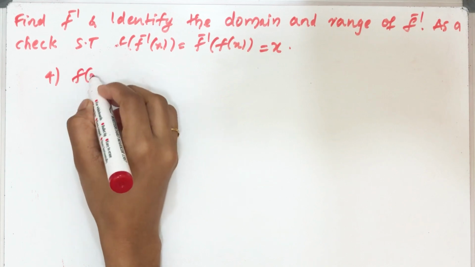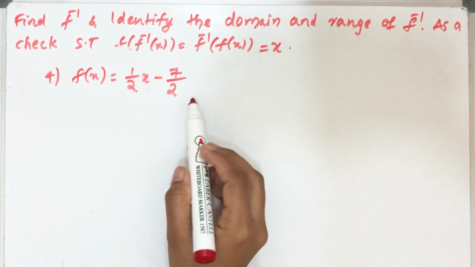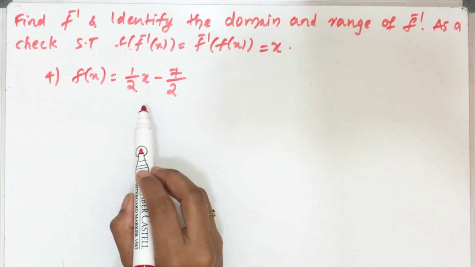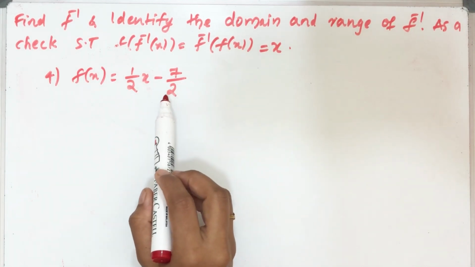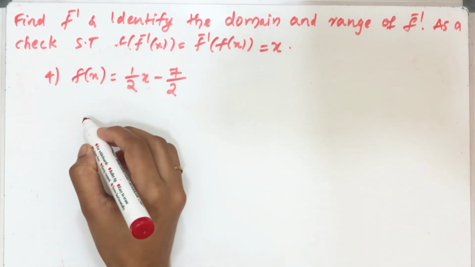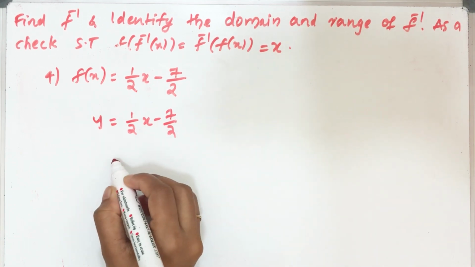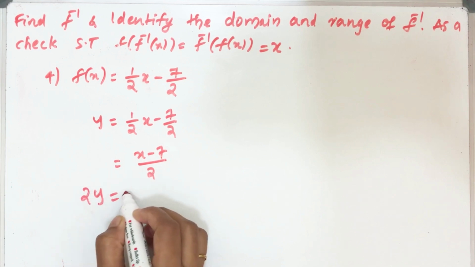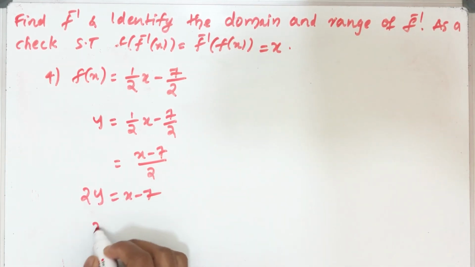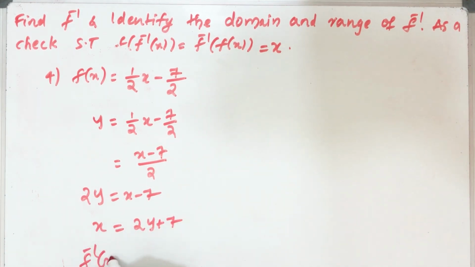Next question, f of x is equal to 1 by 2 x minus 7 by 2. Here also domain and range, no problem. This is nothing but a straight line with a slope 1 by 2 and a y-intercept minus 7 by 2. So we can write y equal to 1 by 2 x minus 7 by 2, which is x minus 7 by 2. So we can write 2y equal to x minus 7, or x is equal to 2y plus 7. Or we can write f inverse of x is equal to, interchanging x and y, 2x plus 7.